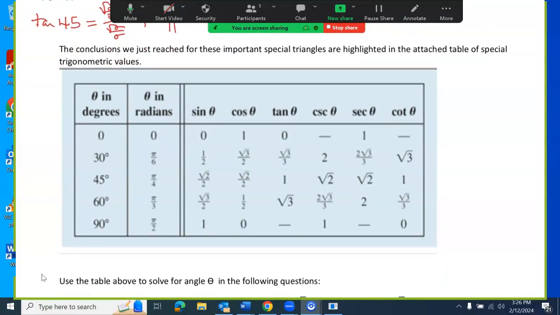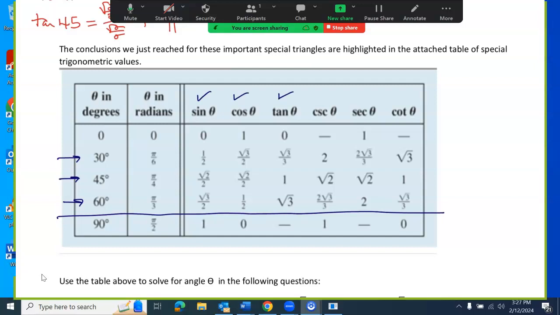Okay, the conclusions that we've drawn can be summarized in this table. Now, we've done 30, 45, and 60. We haven't done 90, so we're going to give you that information. If you were to convert these degrees into radians, for 30, you would get pi over 6. For 45, pi over 4. And for 60, pi over 3. This is what we just did.